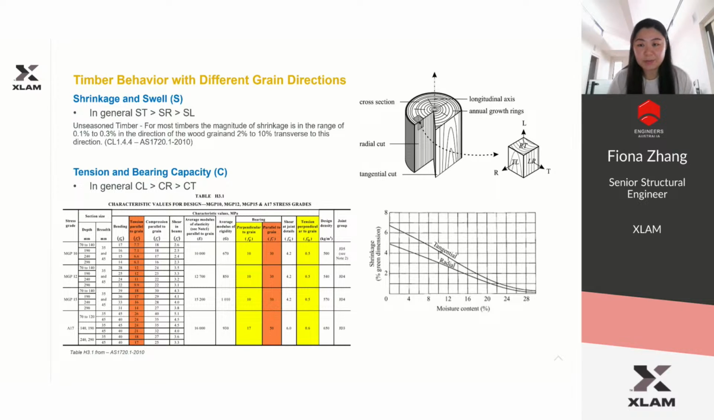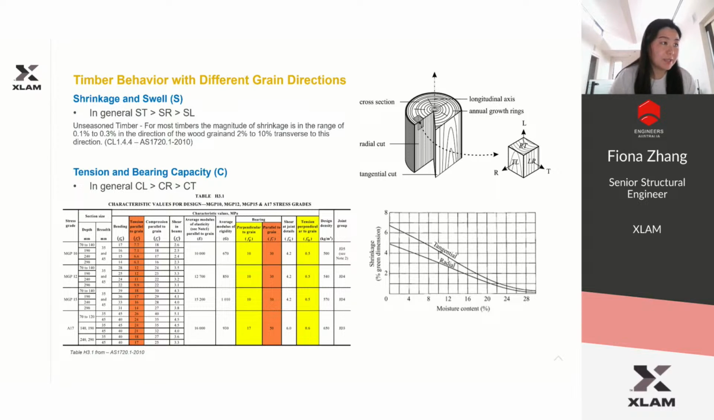Firstly, some basic knowledge about timber material with regard to the grain direction. There is more variation in the radial direction than in the longitudinal direction. You can see from here, for shrinkage and swelling, it is a lot more in the radial direction than the longitudinal direction. Normally it's about 0.1% to 0.3% along the longitudinal, and 2% to 10% transverse to this direction.